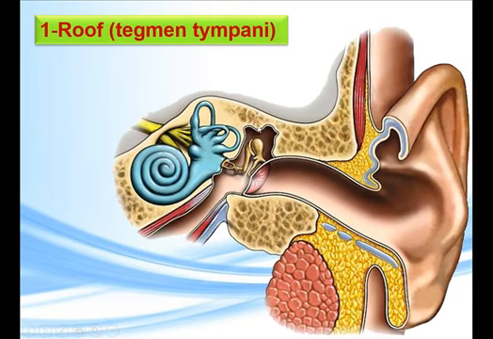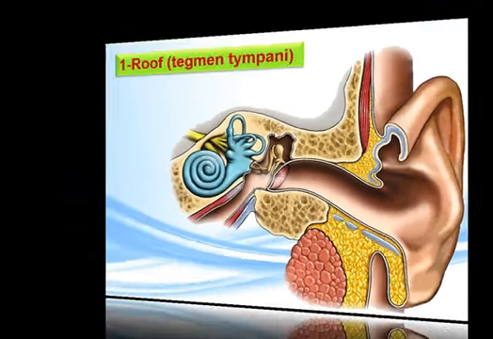Where is the roof? Yes, there is the roof. The roof is the tegmen tympani. Tegmen tympani is a thin shelf of bone which separates the middle ear cavity, that is to say the epitympanum, from here. What's here? Here is the brain. Which part of the brain? Sorry, the temporal lobe of the brain. This is called the tegmen tympani.